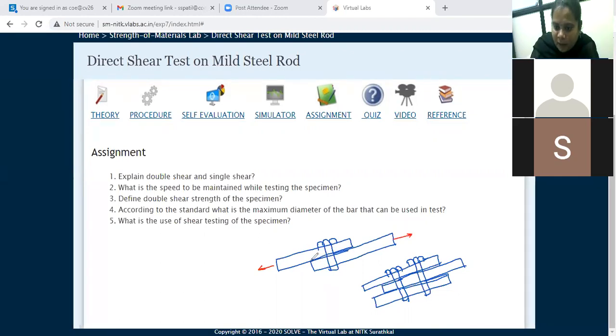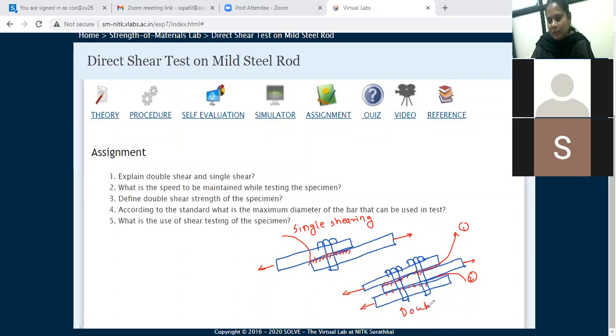So here, in this plane, shearing occurs. This is called single shearing. Suppose I apply load here on that plane and this plate also. Now shearing occurs here and shearing also occurs here. This is plane 1 and this is plane 2. So here shearing occurs two times. This is called double shearing.